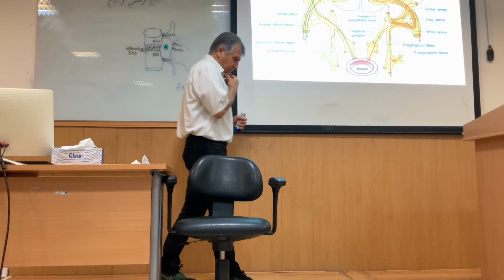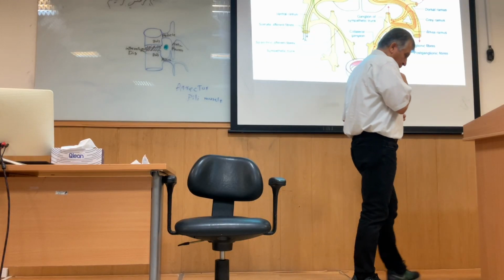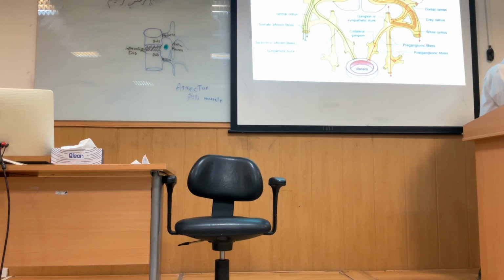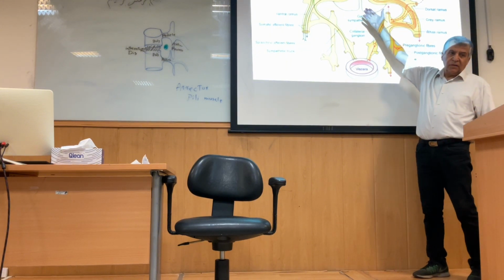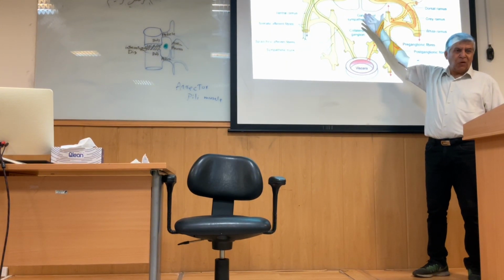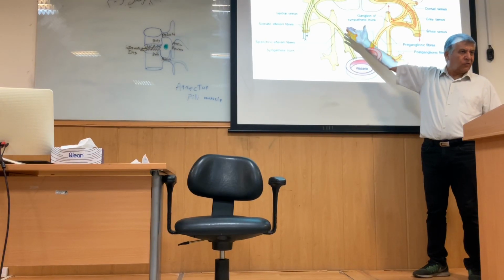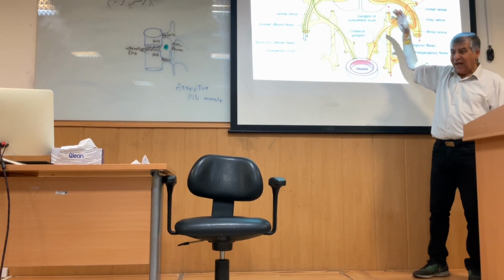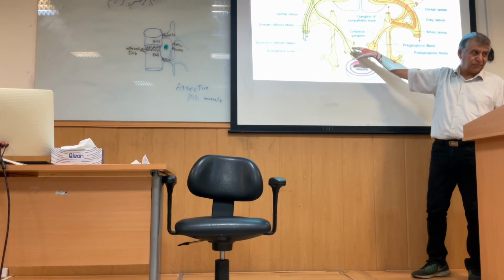In this figure, you learn about the components of the spinal nerves. This one is C1, L1, T1. All spinal nerves have a common structure.